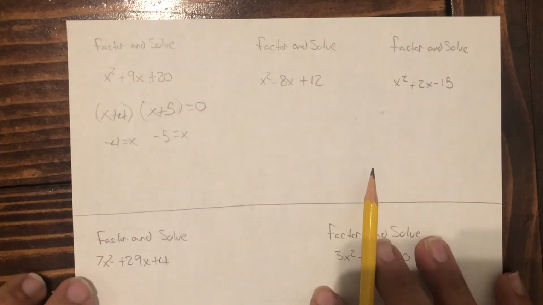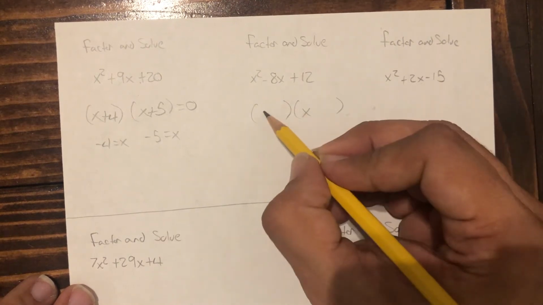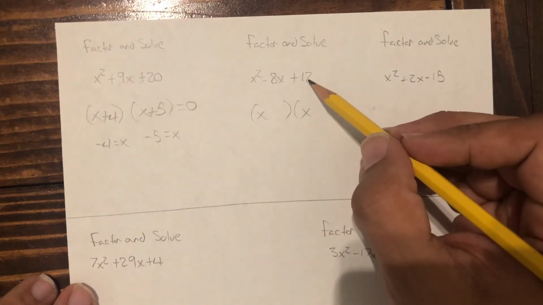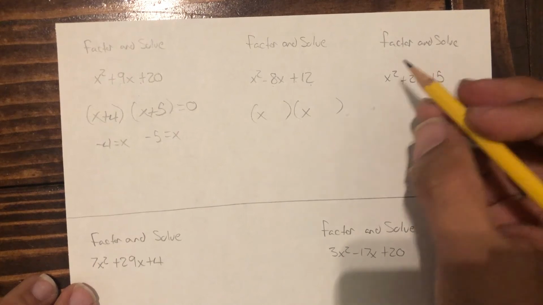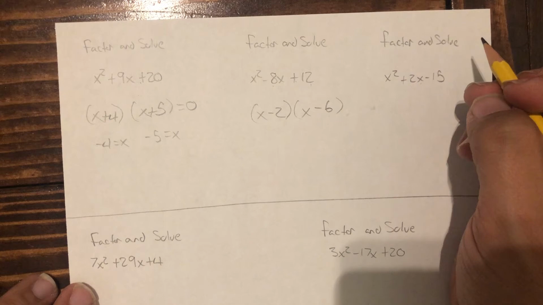So let's factor this one out. Again, there's no number in front, so we know that is x times x. Then we're looking at this and going, okay, what two numbers multiply to make 12, but when you add them, they make -8? Oh, let's see. It's -2 and -6. Okay?